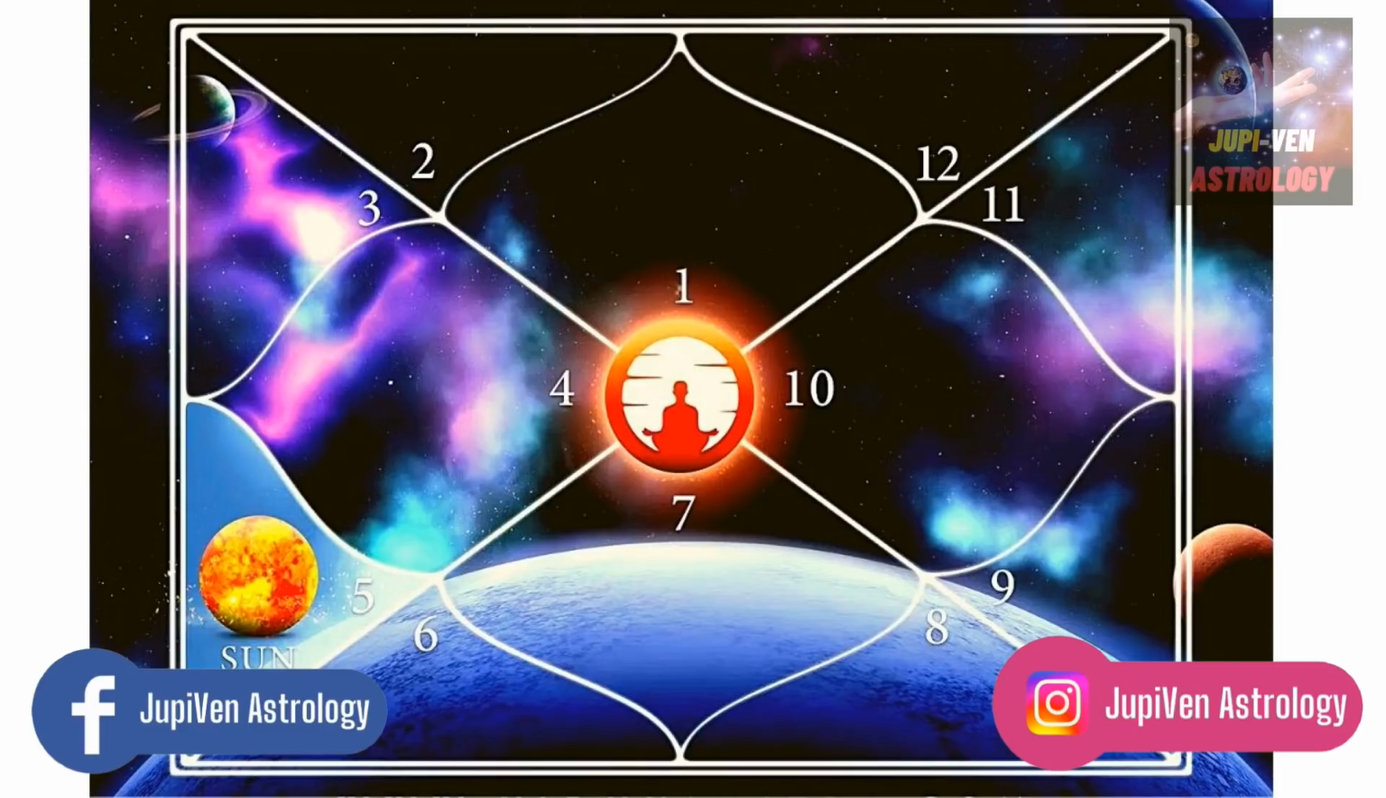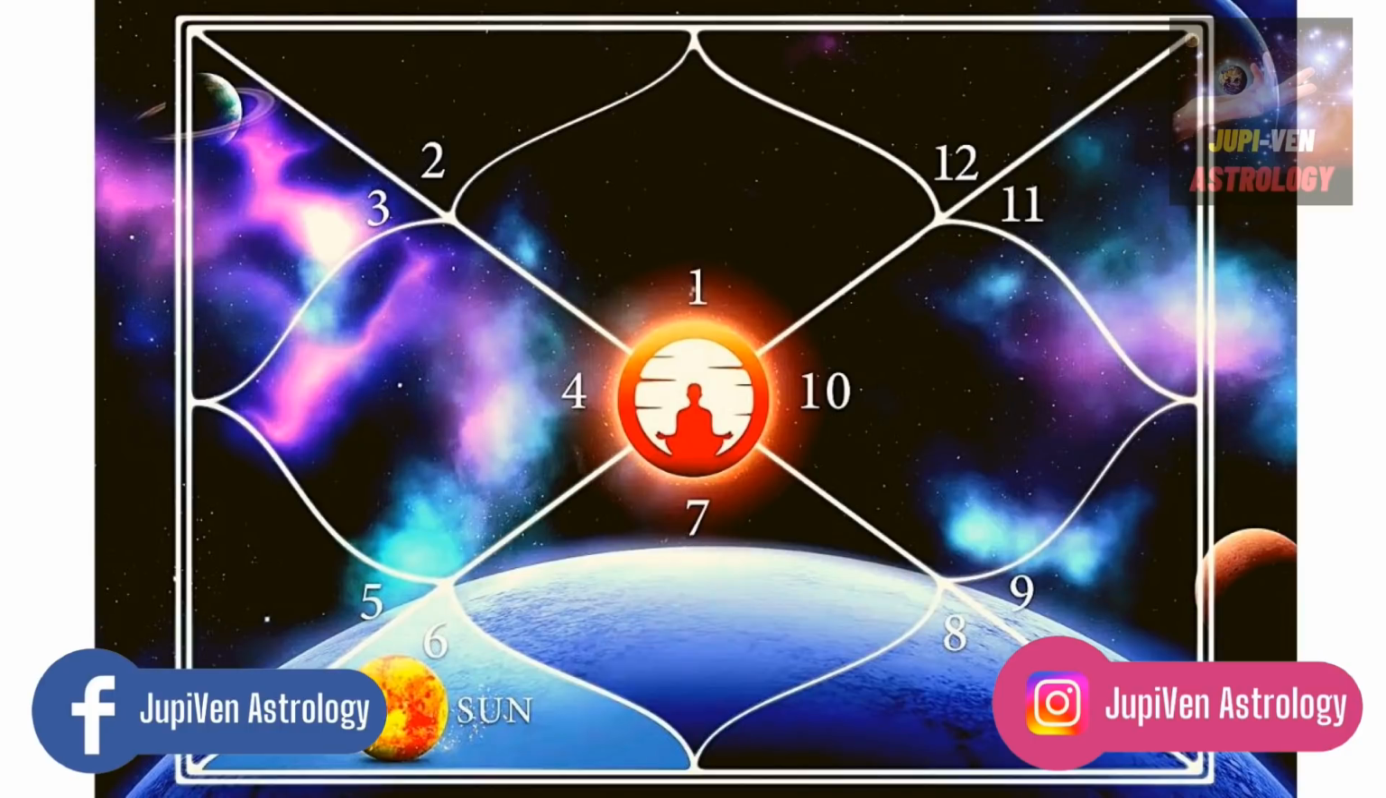Now we will discuss what is going to happen when Sun is placed in the 6th house of your chart. Okay, so first of all, what does the 6th house represent?